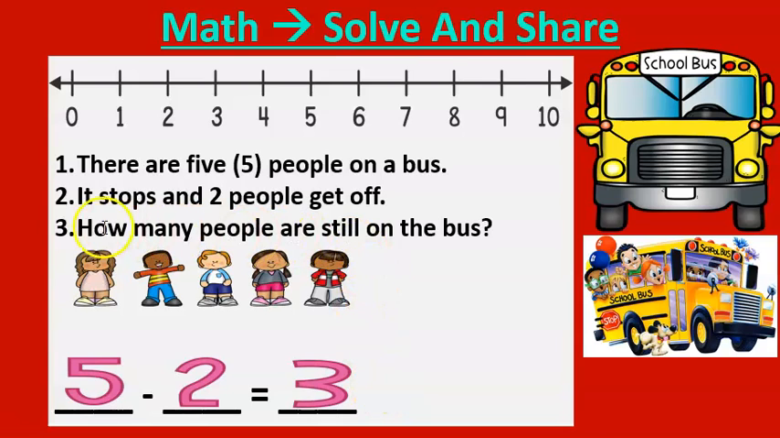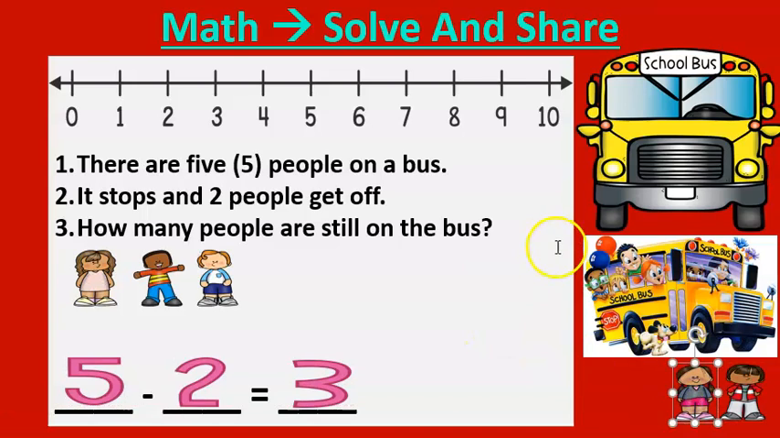Now, look right here again, okay? I'm going to use these kids right here as an example. It says there are 5 people on the bus, okay? These 5 students are on the bus, okay? And it says it stops and 2 people get off. Now watch Mr. Begay. 2 kids get off. So let me take 2 of them off the bus. When you take them off the bus, how many are left?